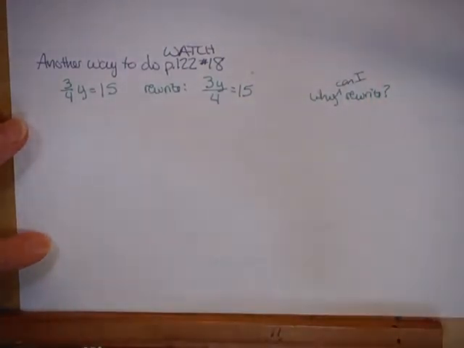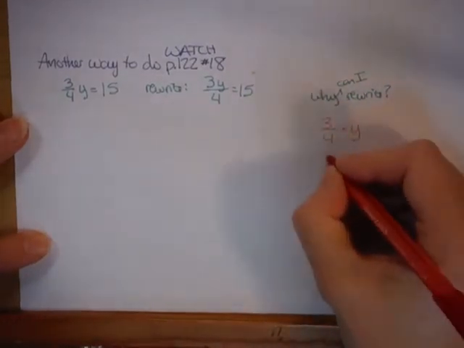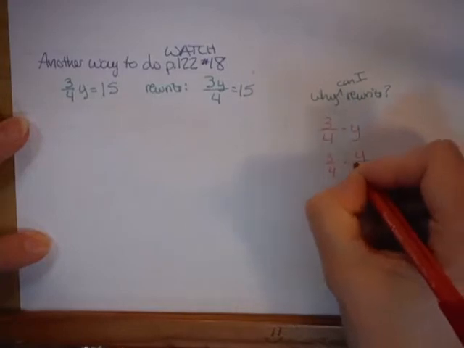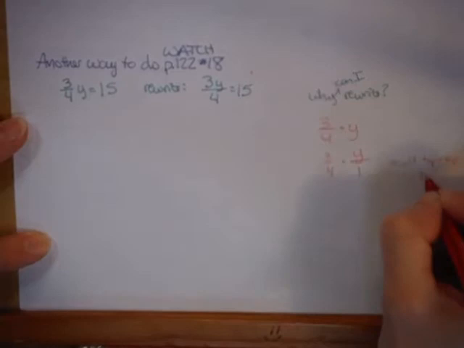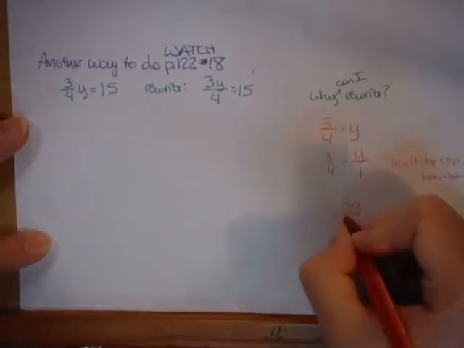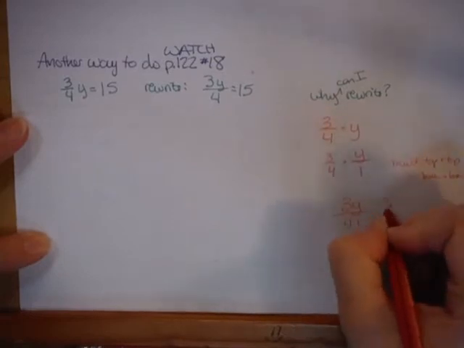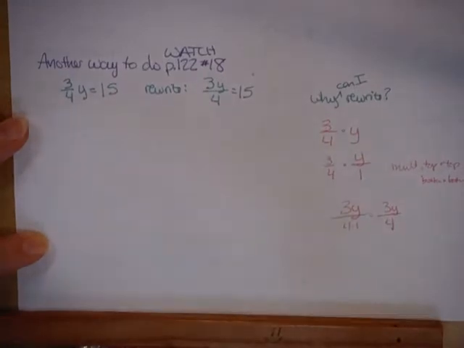Well, the reason why I can rewrite it is because when I say 3 over 4 times y, what I'm really saying is 3 over 4 times y over 1, and then when I multiply top times top and bottom times bottom, I get 3 times y over 4 times 1, which is just 3y over 4. So I'm going to go ahead and now solve it when it looks like this.